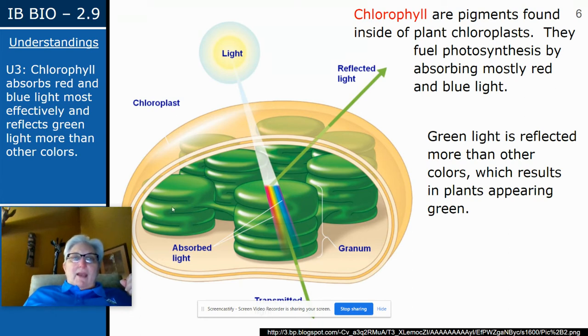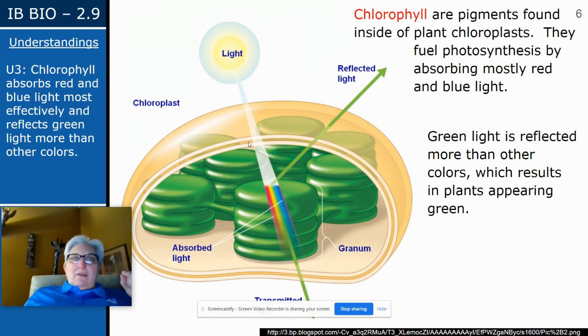Inside of our chloroplast, we have little, they almost look like coins, which are called thylakoids. And those thylakoids are stacked into groups called grana. So this whole piece here is grana or granum. Granum, I guess, is the singular, grana is the plural. So we have lots of these grana made up of individual thylakoids.